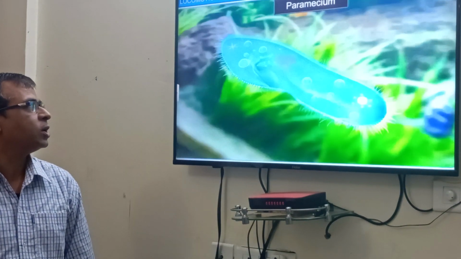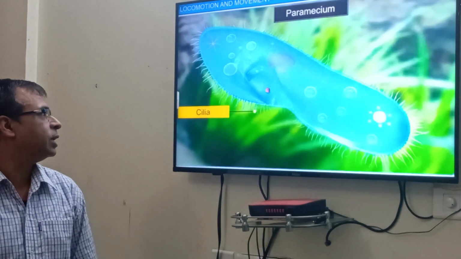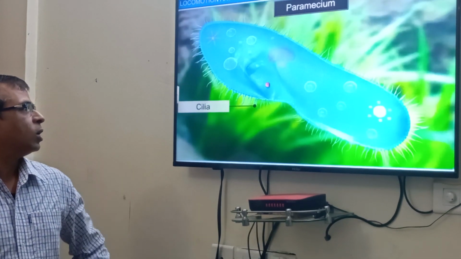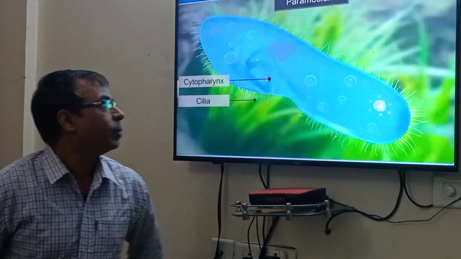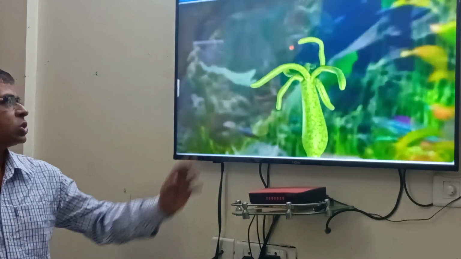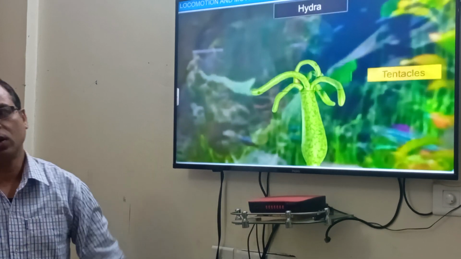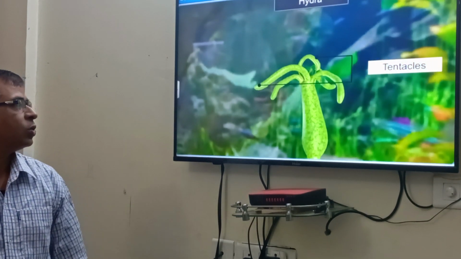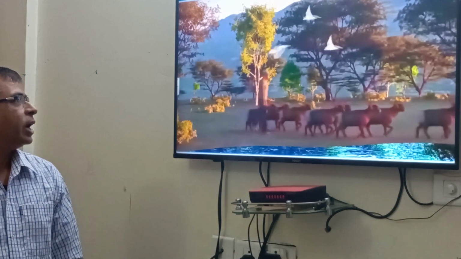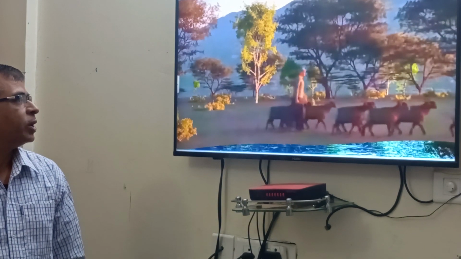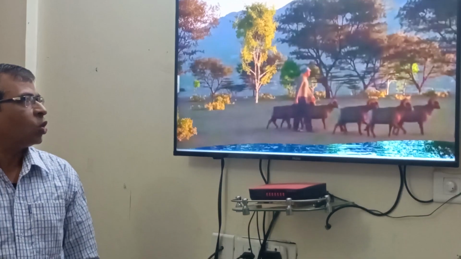In paramecium, movement is by cilia, and food also travels through the cytopharynx by cilia. By tentacles, hydra also captures its prey. So these structures have two functions: movements and locomotion, plus extra functions.